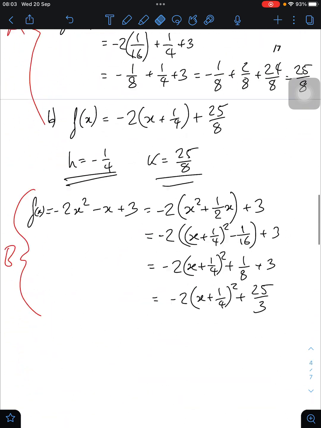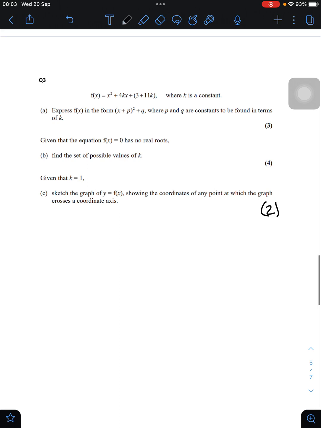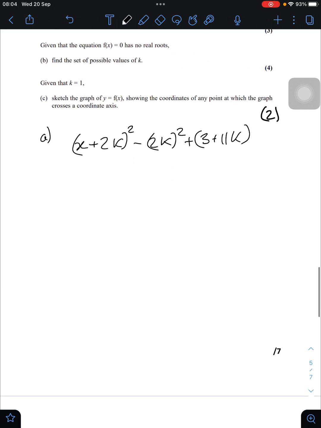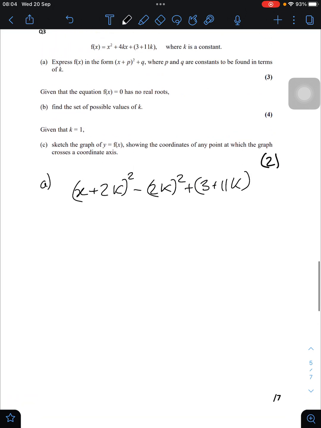So moving on to the next question, question 3. Express f of x in the form of x plus p squared plus q. On part A here, we've got to complete the square. So let's take half of our 4k, which is 2k, put that inside the brackets with our x and square it. Therefore we've got to take away 2k squared, because this is going to leave the byproduct when 2k is multiplied by 2k, which we don't want. And then we add our constant, which we do want on the outside of this, which is 3 plus 11k. So that there is our completed the square form.